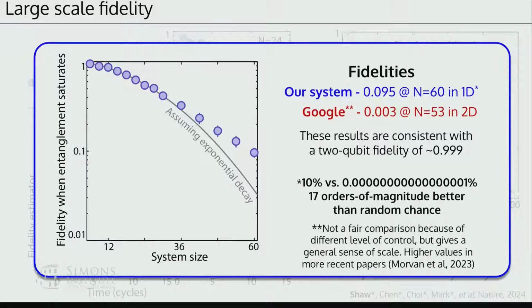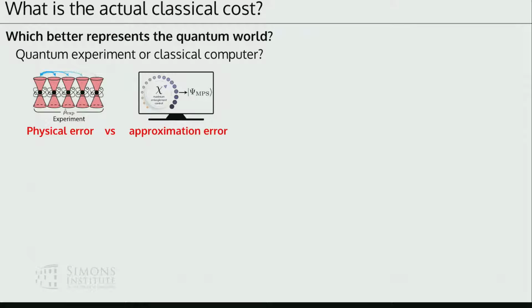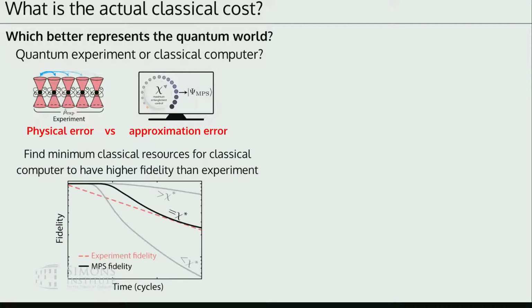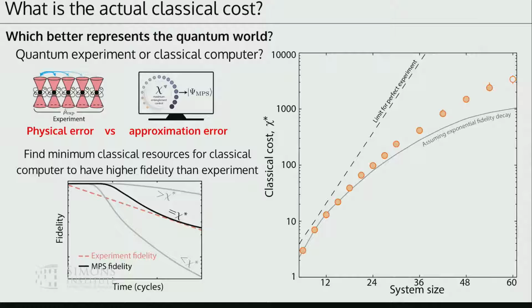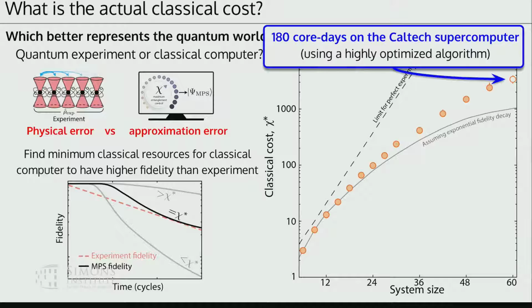Good. Okay. Going forward then, we have this value here of something like 10% fidelity. What does this mean in terms of classical simulation? I'll quickly go through this. We can think about what better represents the quantum world: is it our experiment here or some MPS simulation of our experiment? We can look at the minimum classical resources needed to simulate our experiment as a function of system size, and at system size 60 we have something like 3,500 as the bond dimension. In terms of actual simulation time, because this is a one-dimensional system, these tensor network methods are very good. And so with a very highly optimized, actually novel algorithm, this takes about 180 core days on a Caltech supercomputer.